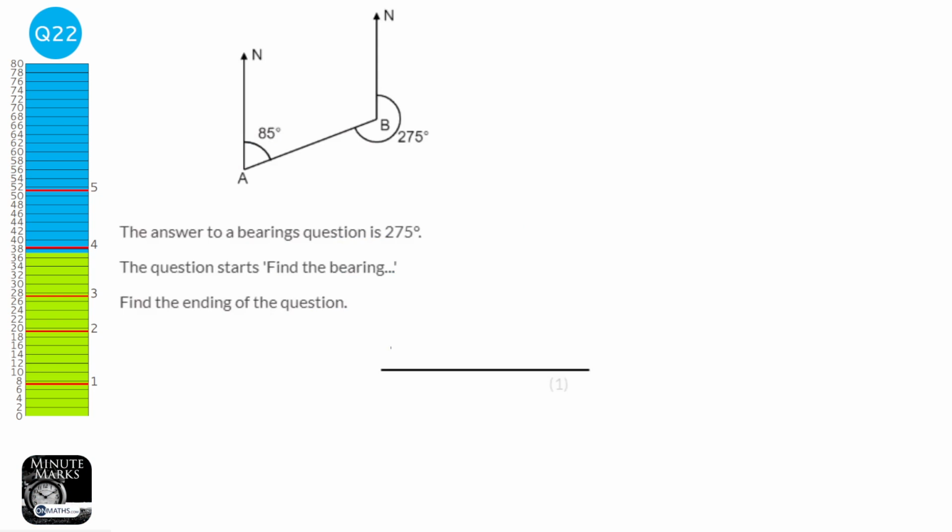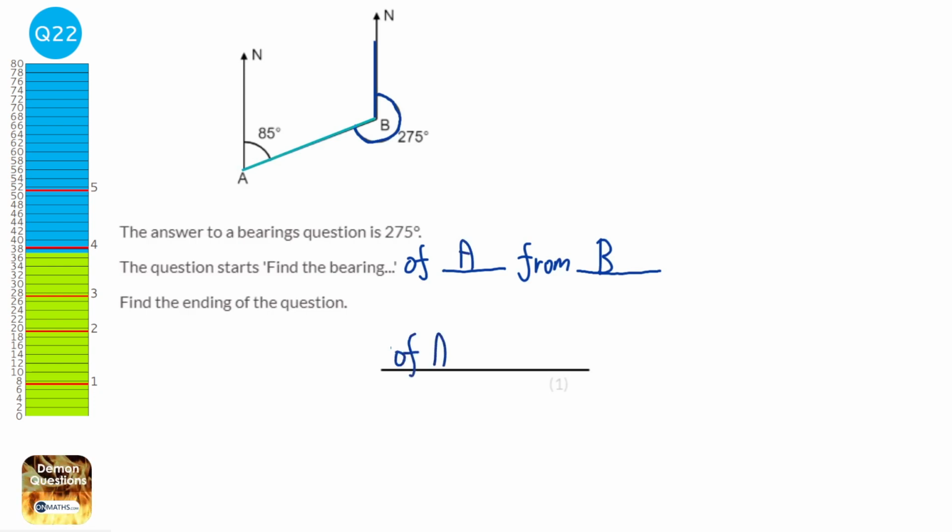Bearings questions are normally written as find the bearing of destination from a location. So you can see in this question here that the answer is 275. So the line they're taking it from is this line here, this north line, and they're looking at this bearing here. So we currently are at B, and we're looking at the angle of A. So it is find the bearing of A from B would be the question.